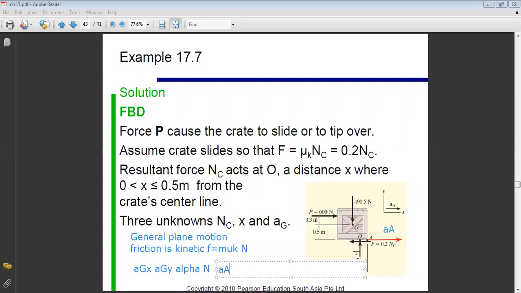Do you want me to repeat anything? Is it clear, the 3 steps I did? Okay, so let us do another problem.